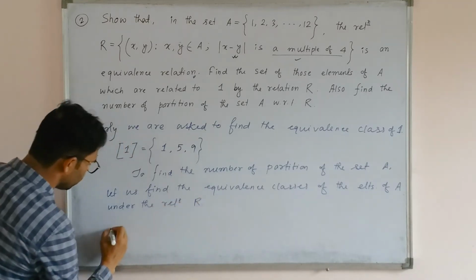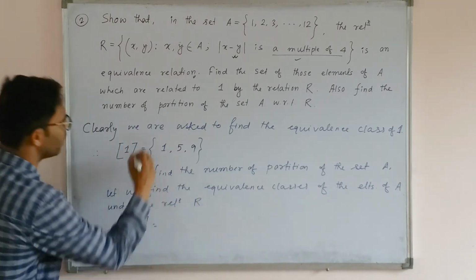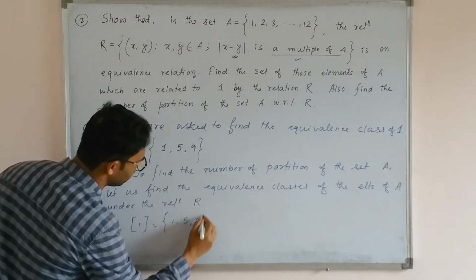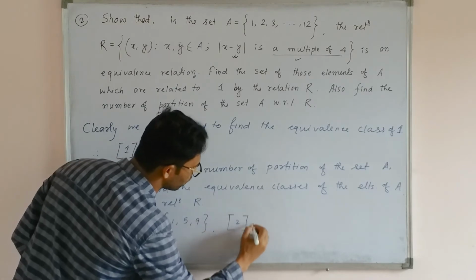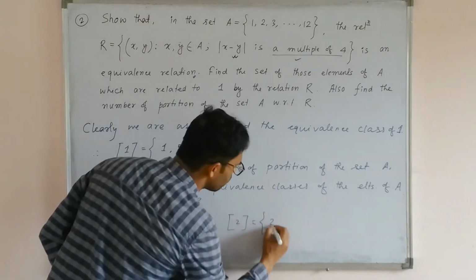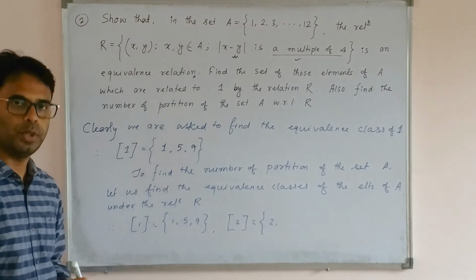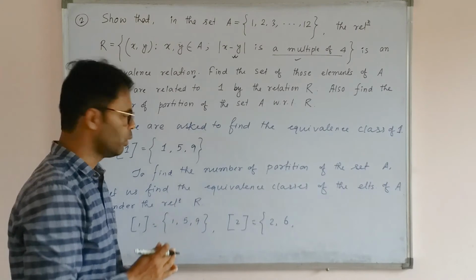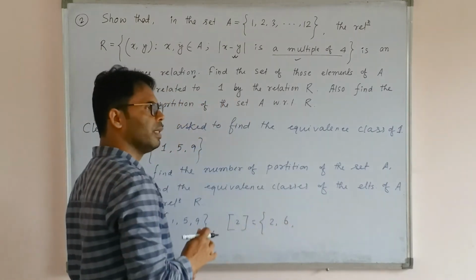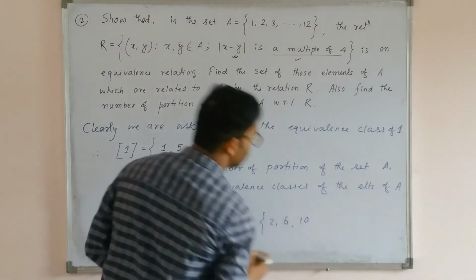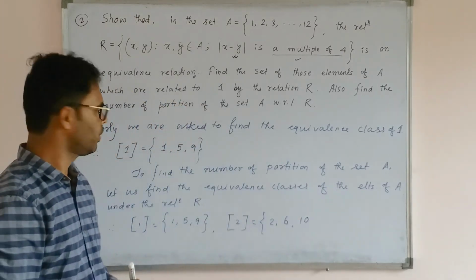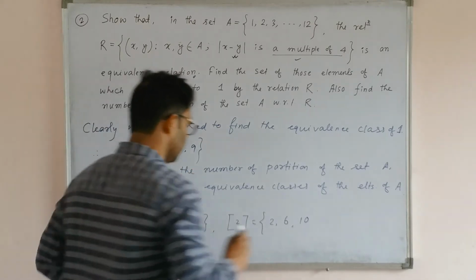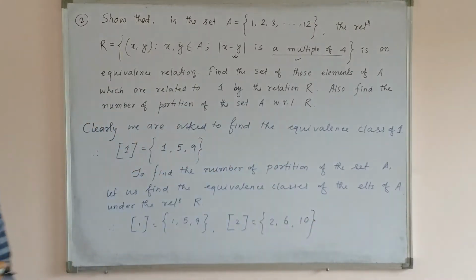So the class of 1 we already found: it is simply 1, 5, 9. Now the class of 2. 2 itself will be there, and the other elements whose difference from 2 is a multiple of 4. So 2, then 6, then 10. Not 12, because 2 minus 12 is minus 10, and 10 is not a multiple of 4. So the class of 2 will be these elements.